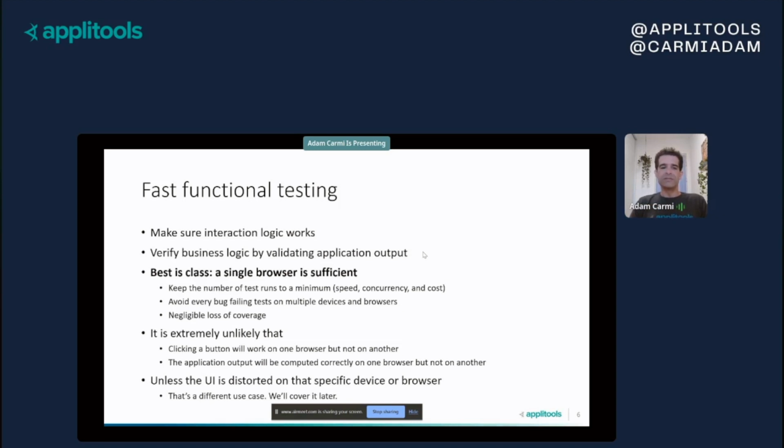It also reduces the amount of test results that you need to analyze and avoids having every bug in the client or the server failing many test executions across the different multiple devices and browsers that you're running on. And in terms of coverage, by running on a single browser, there's a negligible loss of coverage because it is extremely unlikely that if you click a button and it works on one browser, it will not work on another. And it's extremely unlikely that the application output will be computed correctly on one browser but not on the other. Of course, all of this is correct unless the UI is distorted or malformed on a specific device or browser, but this is a different use case that we'll cover later.